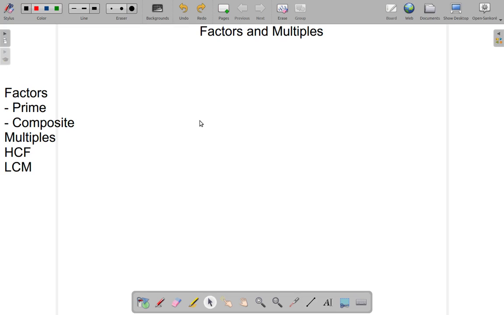Let us look at the topic of factors and multiples. As we go on, we want to examine factors, including prime factors and composite factors. We'll also look at multiples, the highest common factor and the lowest common multiple.